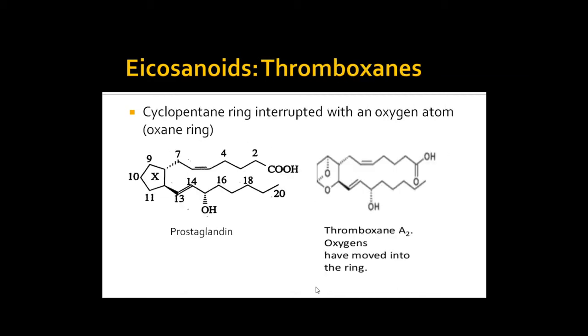Thromboxanes are cyclopentane rings interrupted with an oxygen atom. So if this is a prostaglandin, this cyclopentane ring, if it is interrupted with an oxygen molecule, this ring is now called an oxane ring, and the molecule is now called a thromboxane molecule.